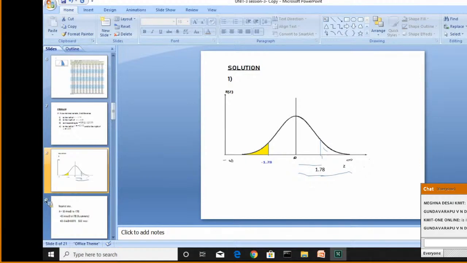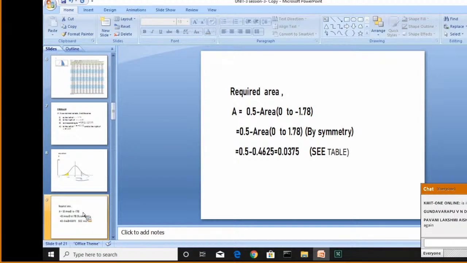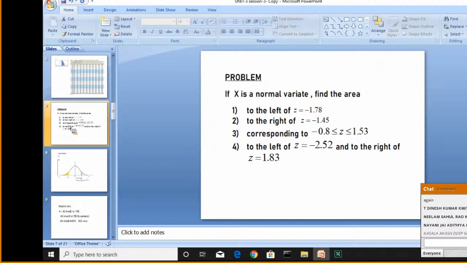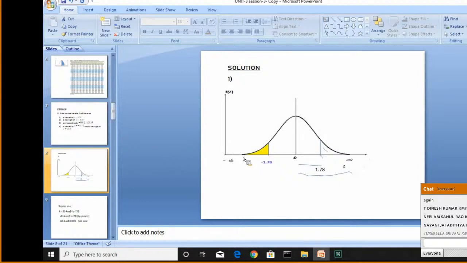Okay, now is anyone having a problem? Is it clear, all of you? You can respond. Yes. I want to tell Rishita, some were telling me to explain again. Okay, one more. Since if one problem is clear, it will help you for all the remaining problems. Our problem is z equal to minus 1.78. Now I have shown you from minus infinity to minus 1.78.